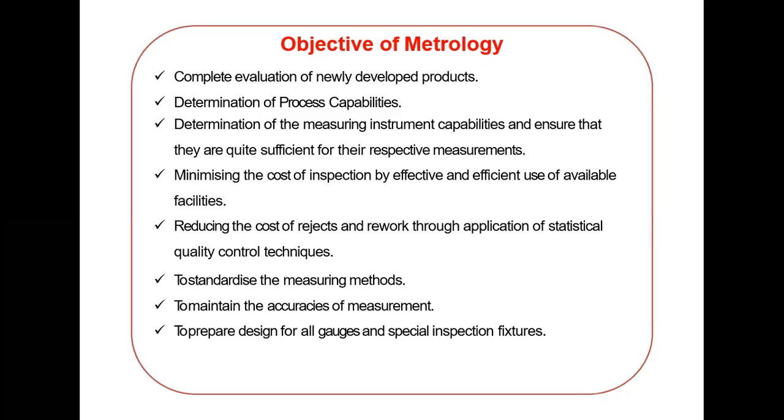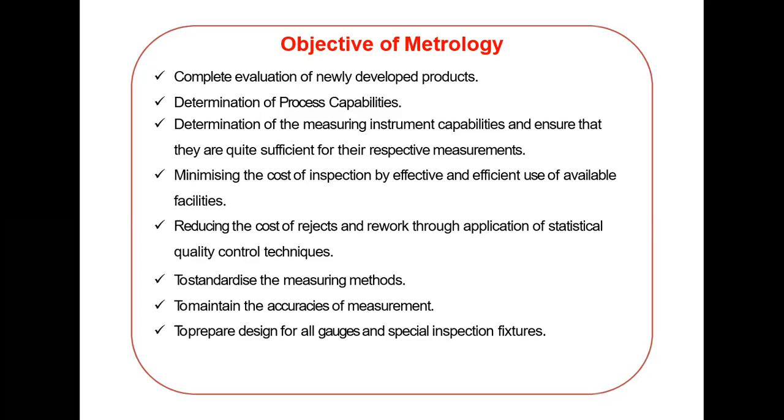Next one is the determination of the process capabilities. So we need to determine the process capability of the product. Next one, determination of the measuring instrument capabilities and ensure that they are quite sufficient for their respective measurements. So these are all the instrument capabilities. Instrument capability means the capability of an instrument to measure.